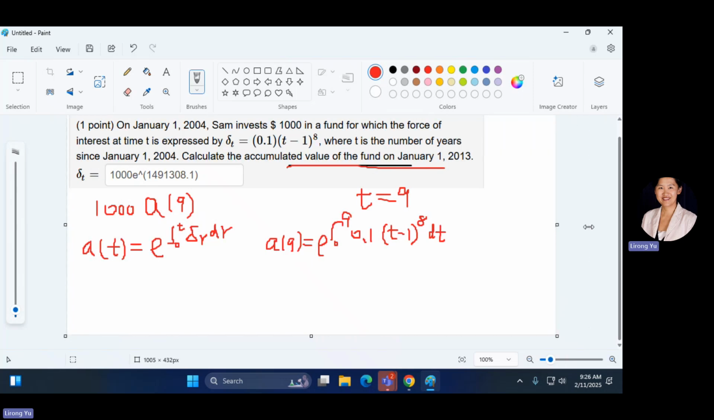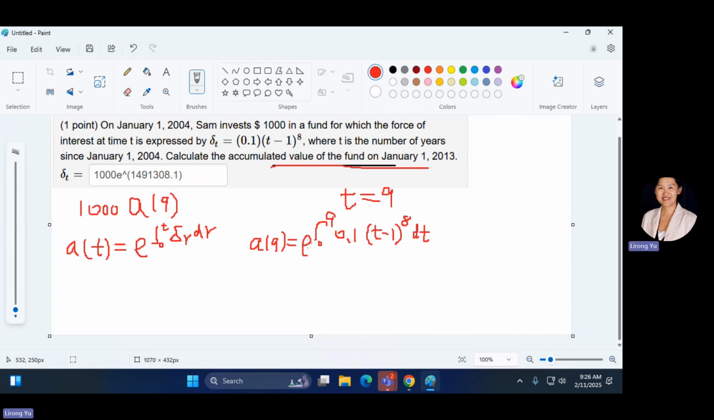So like you said, the integration would be important. We integrate from 0 to 9 of 0.1 (t minus 1) to the power 8 dt. We bring the 0.1 to the outside. If you integrate by power, it's (t minus 1) to the power 9 over 9. We have to plug in the upper limit and lower limit, that's 0 to 9.